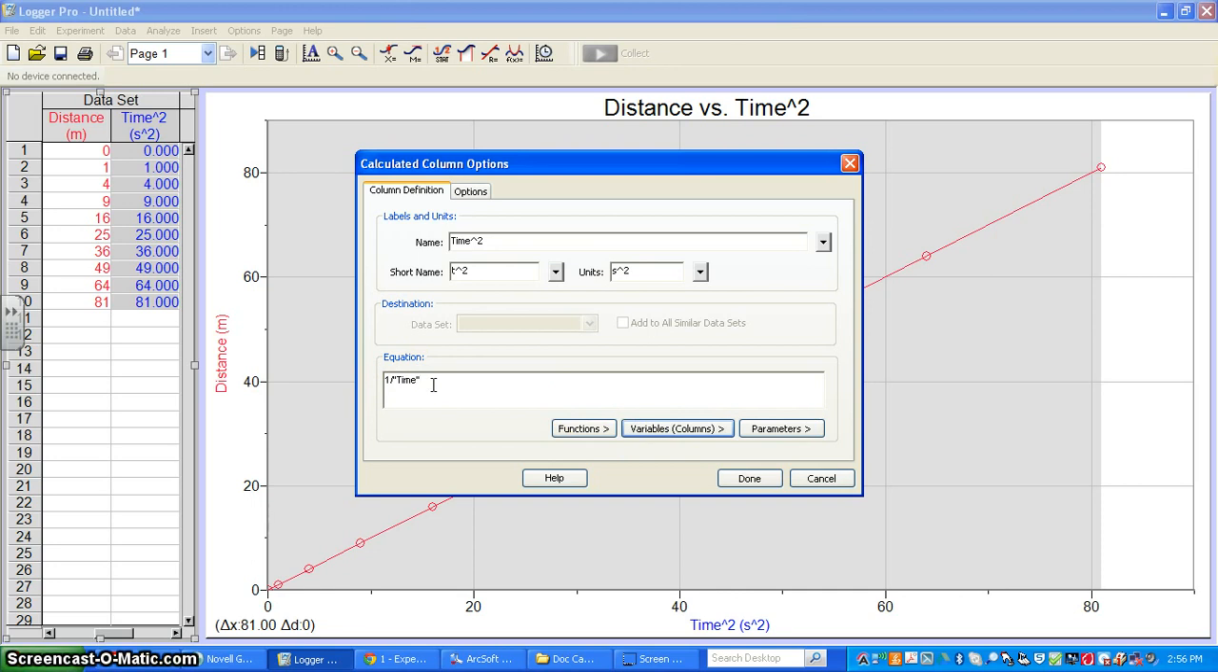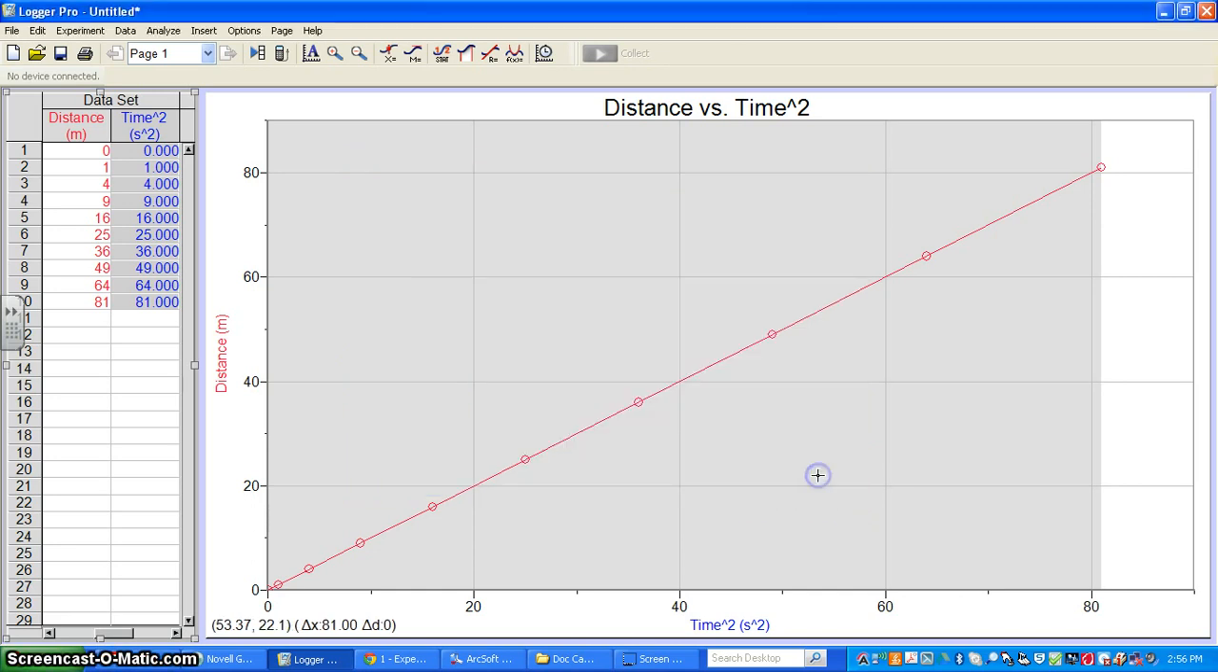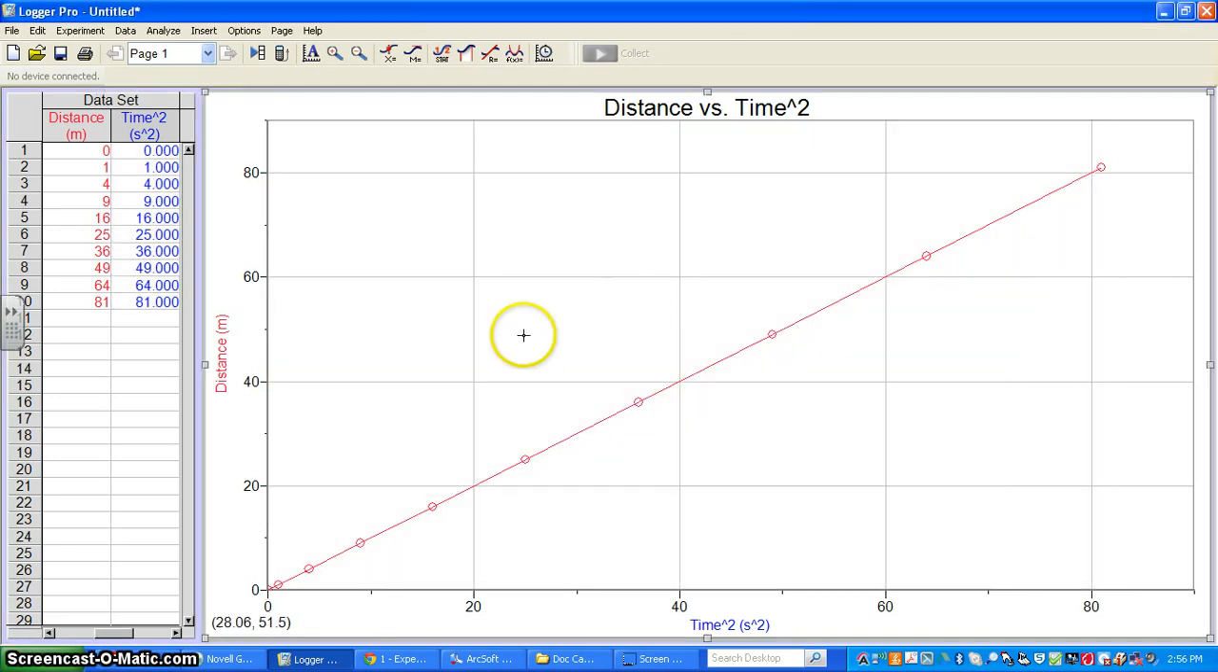If you had a y squared, like if it was distance squared, then you would select distance first and then square it. Okay, so generally we're either going to square something or invert something. If you're going to square it, simply select the column and add a square at the end. If you're going to invert something, take 1 over. Okay, so that's how we do calculated columns.